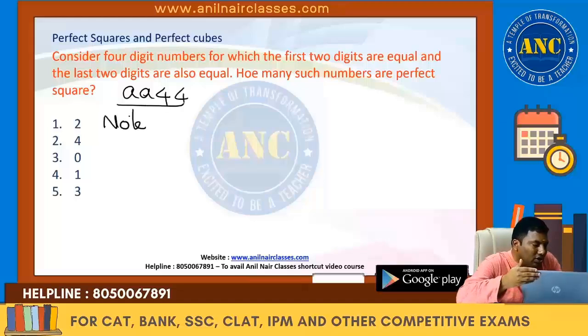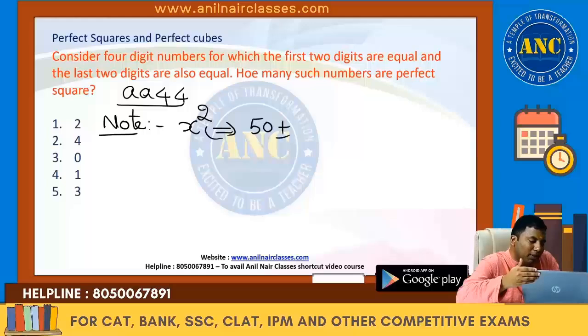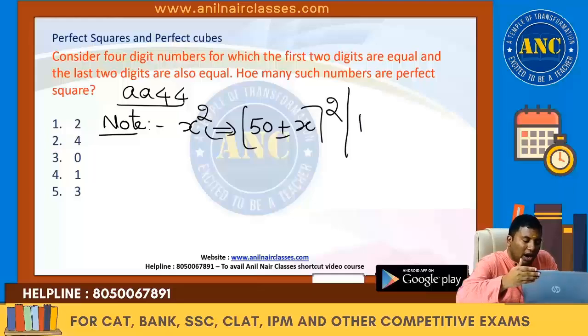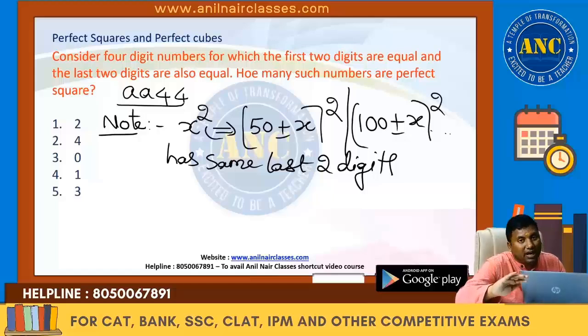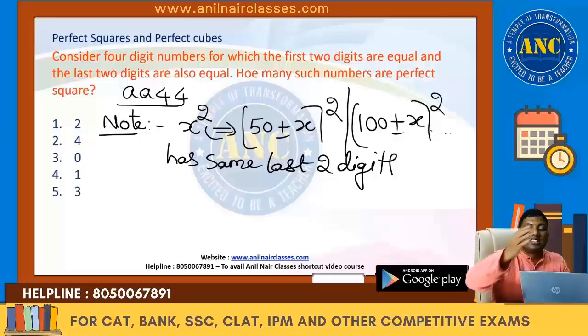Extremely important logic. You take a number x, square that number. You do 50's complement, add 50 or subtract 50, or 100's complement, or 50 multiples complement. All will have the same last two digits. You add 50, you subtract 50, you add 100, you subtract 100. On squaring, I will have the same last two digits. Proof.